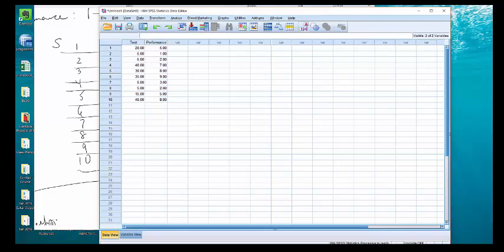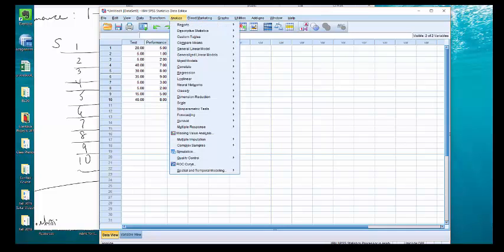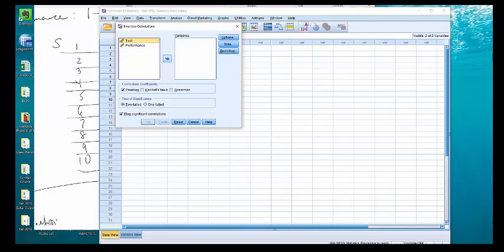Now we'll go to analyze, and we want a correlation. We want a bivariate correlation because it is the variation of two variables or each pair of variables, and we want the correlation between these two things. And if I remember correctly, it should be pretty big, right? We want to click on the Pearson correlation because this is what we're computing.